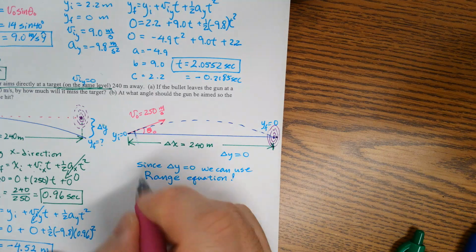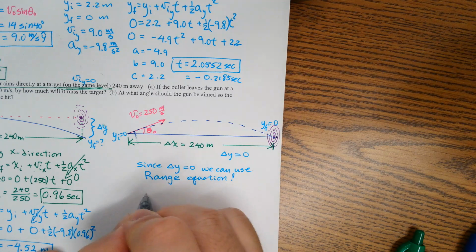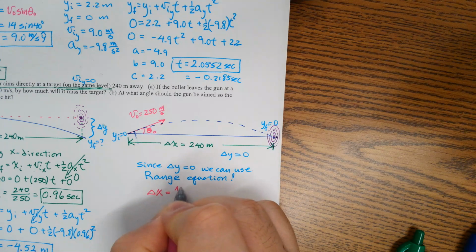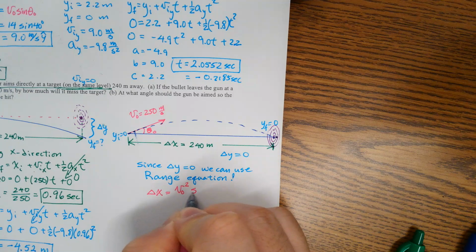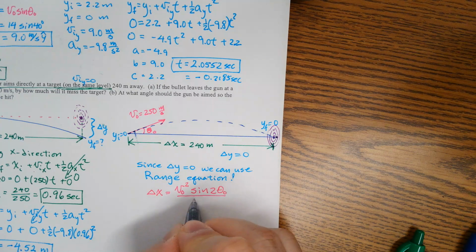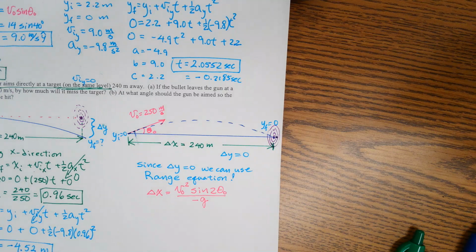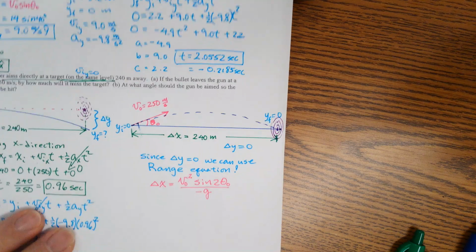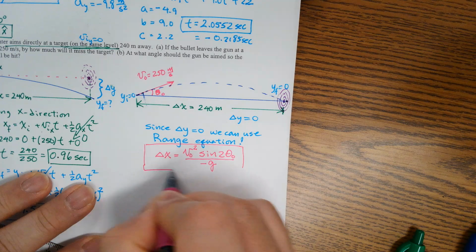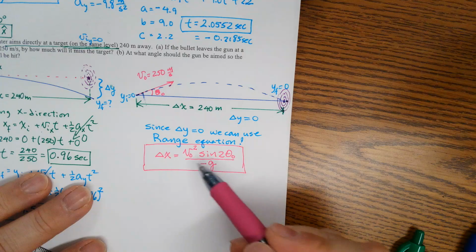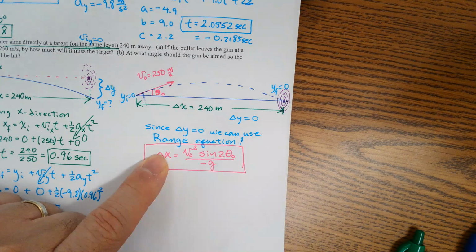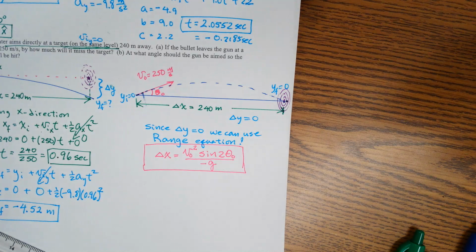And the range equation is, right, delta x is equal to V naught squared times sine of 2 theta naught, whole thing over negative G. That's the range equation. So if we use this equation here, we know V naught, we know delta x, we know G, we can definitely solve for theta. Okay?